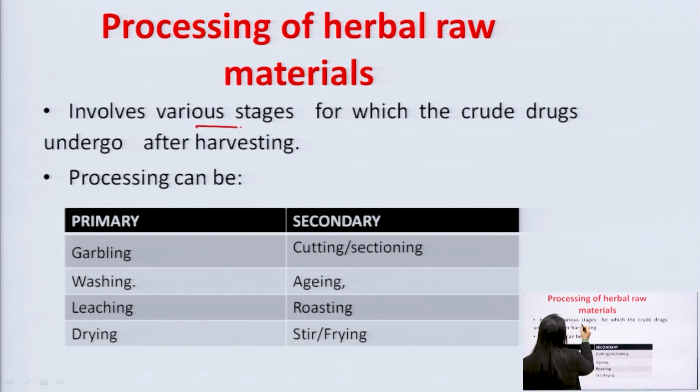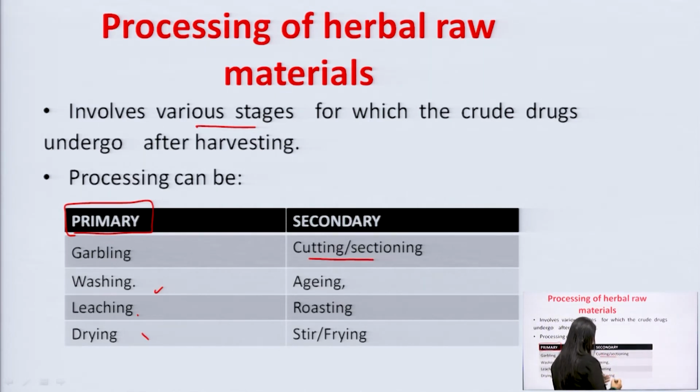Processing involves various stages which the crude drugs undergo after harvesting. After cutting, after collection, the crude drug has to undergo these processes. These can be either primary processes, which include garbling, washing, leaching, drying. Similarly, secondary processes include cutting or sectioning, aging, roasting and frying.